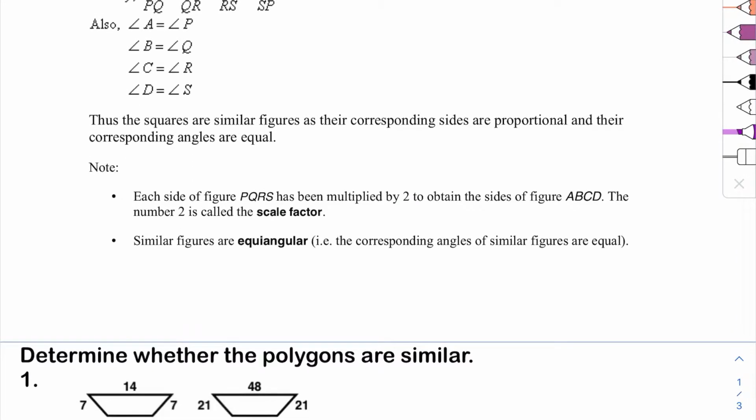So therefore, the squares are similar figures because their corresponding sides are proportional and their corresponding angles are equal. The smaller square PQRS has been multiplied by 2 to obtain the new figure ABCD. The number 2 is what is referred to as the scale factor. Whatever you have to multiply by to get the other shape is the scale factor.